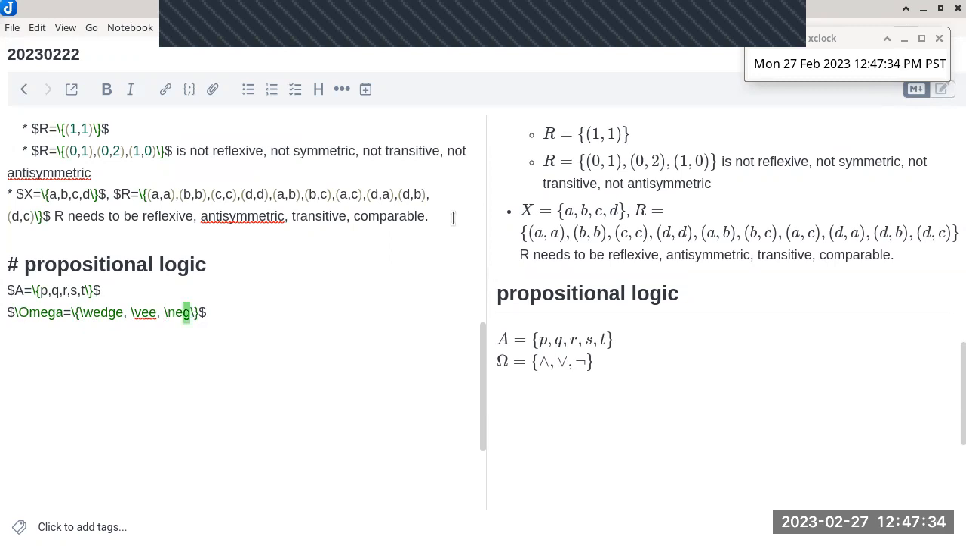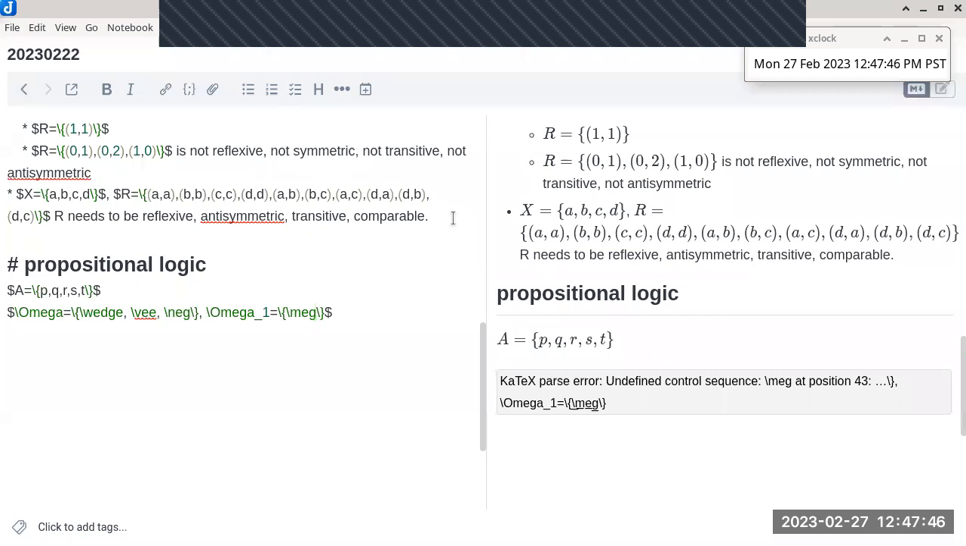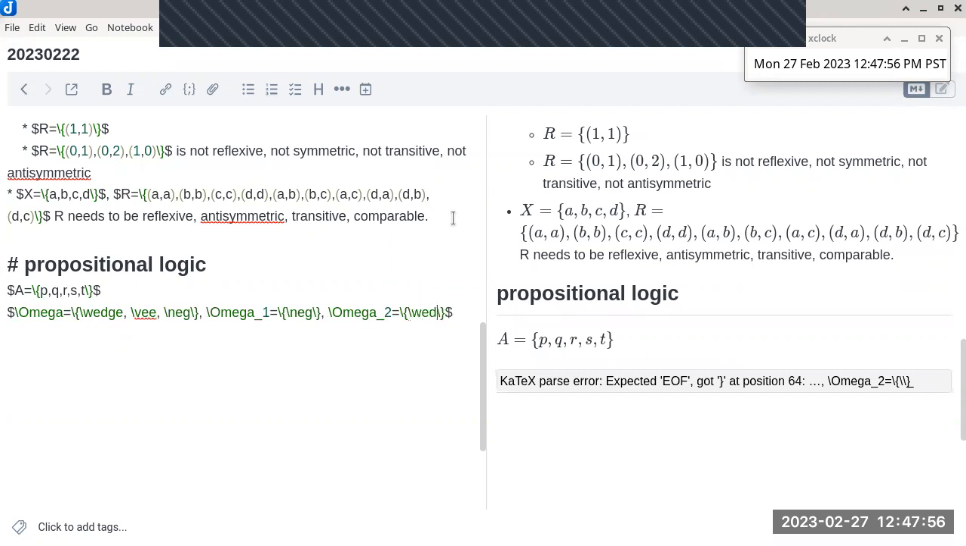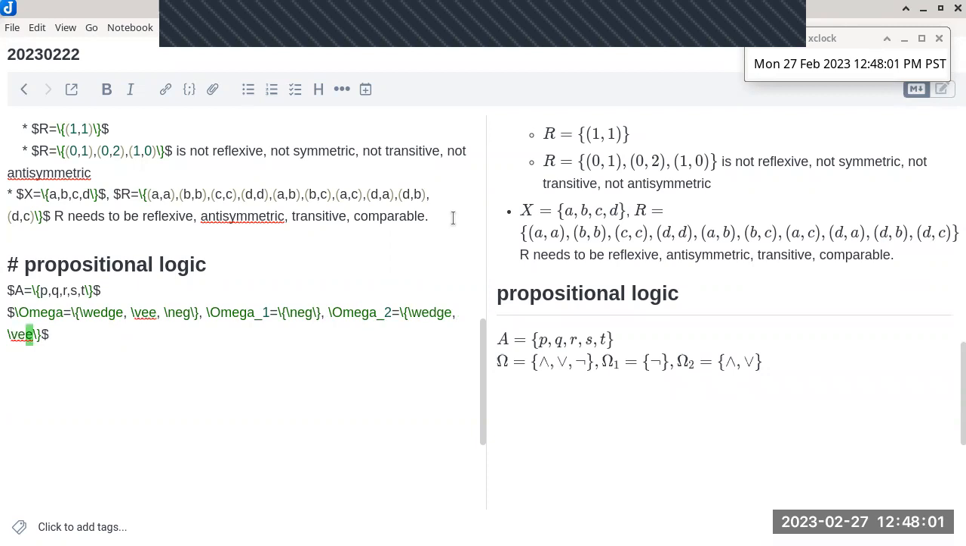In this case, I also want to be clear that omega underscore 1 only consists of negation, because negation is the only thing that requires one single operand, and then everything else would belong to omega 2. So omega 2 is going to include conjunction and also disjunction. There we go. So are we doing okay so far with what is in alpha and also what is in omega?